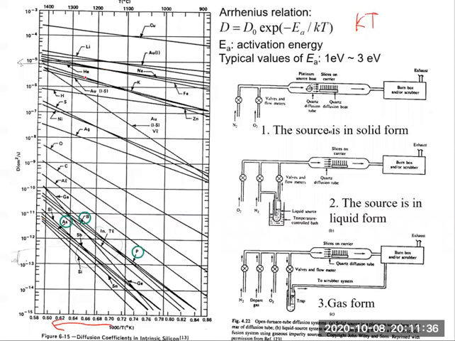For example, lithium, gold, sodium, potassium, they have large diffusion coefficients. So they can move quickly inside the silicon. This is not desirable. So they are not CMOS compatible.